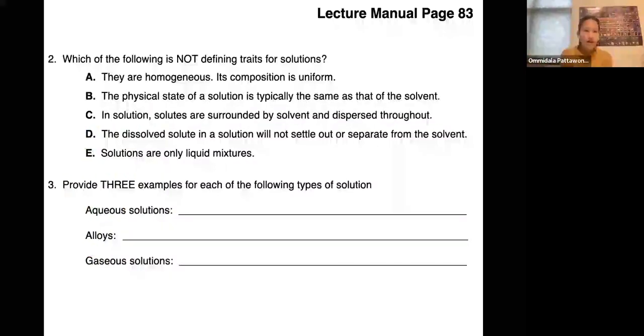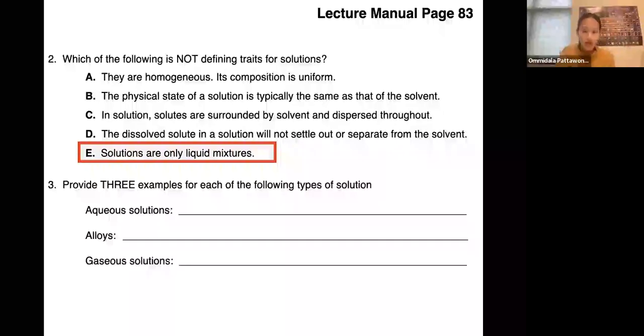Let's take a look at number 2. Which of the following is not a defining trait of a solution? The answer is that solutions are only liquid mixtures. That is not true. A solution can be liquid, solid, or even gas. Let's take a look at number 3 real quick: three examples for each of those types of solution.